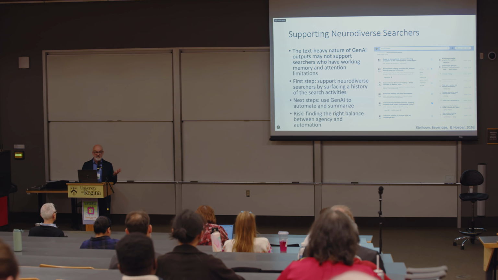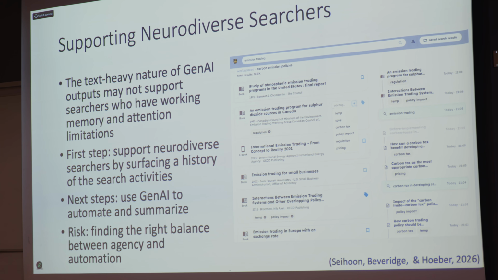And the risk that we have, if we're thinking about neurodiverse searchers, is finding the right balance between agency and automation, and it's particularly acute with people in these neurodiverse ranges. And again, the reality is we're all neurodiverse in our own way. And so if we design things for neurodiverse searchers, we're really designing things for all searchers.